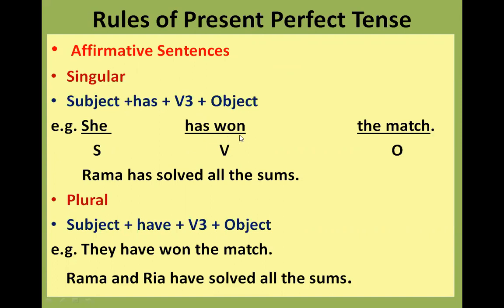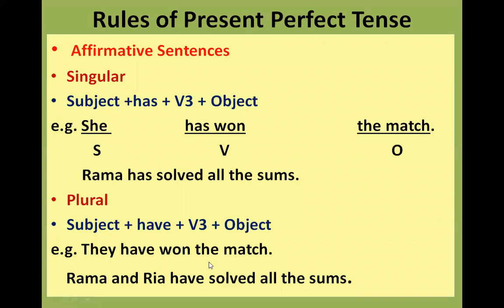So she has won the match. She is the subject here. It's singular, third person singular. And we are going to write has here. And the verb third form, won the match. Rama has resolved all the sums. And when we are dealing with plurals, subject, have, V3 plus object.